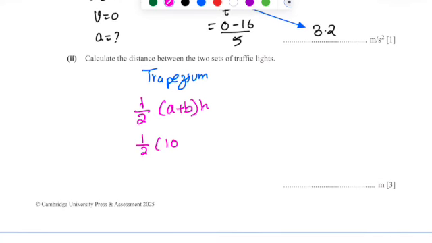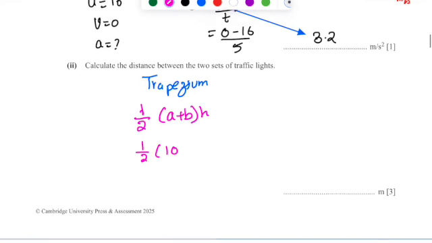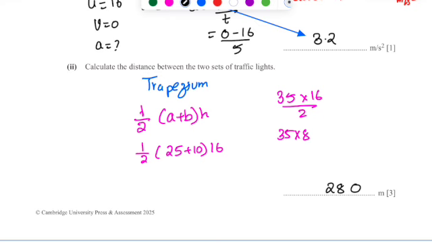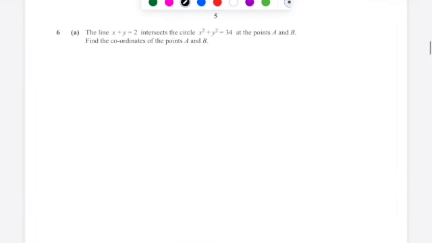a plus b. A is 25, b is 10, and height is 16, which is going to be 35 times 16 divided by 2. 35 times 8. So the final answer is going to be 280 meters.